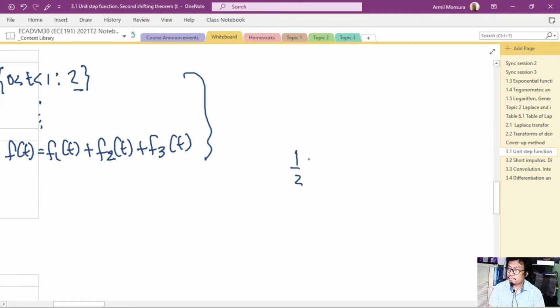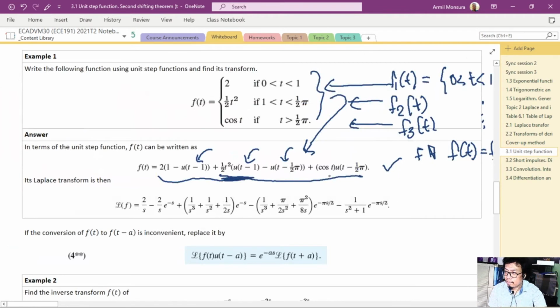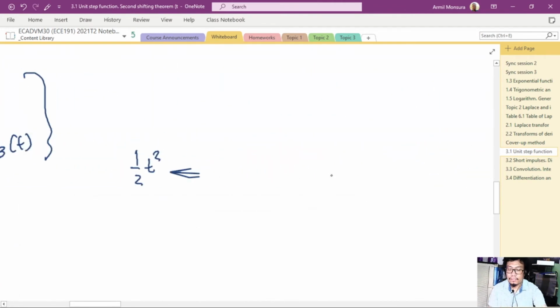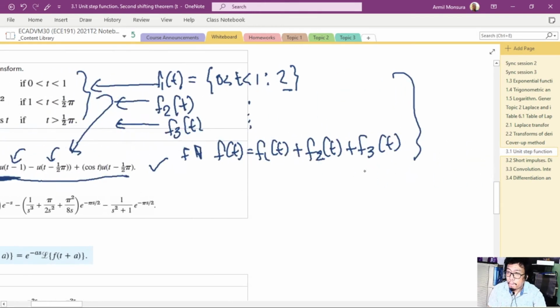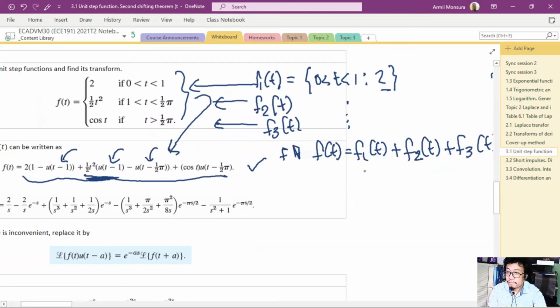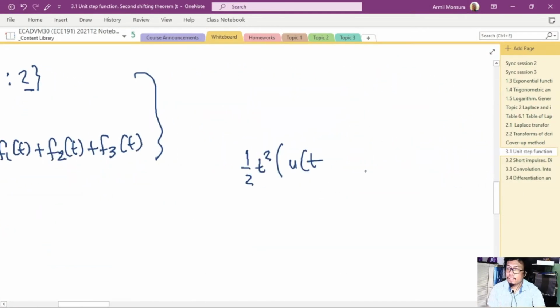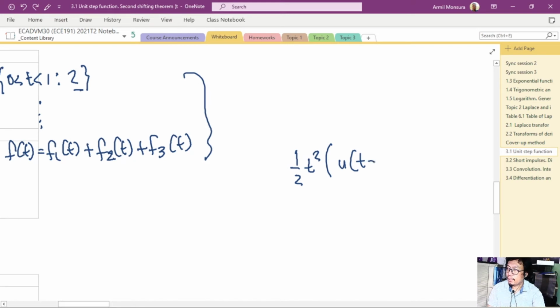1/2 t square times u of t minus 1 minus u of t minus 1/2 pi. So that's the second term.